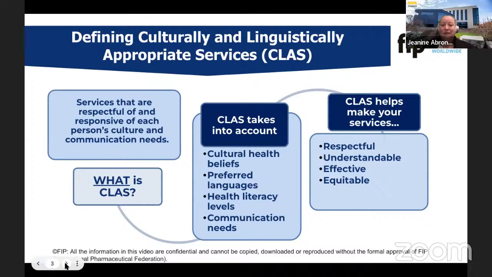What is culturally and linguistically appropriate services? They are services that respond to a person's culture and their communication needs. So as we think about this, we need to start thinking about cultural beliefs. We need to think about preferred languages. We need to think about health literacy. We need to think about communication needs. And as we are designing our services, we need to think about how to be respectful, understandable, effective.